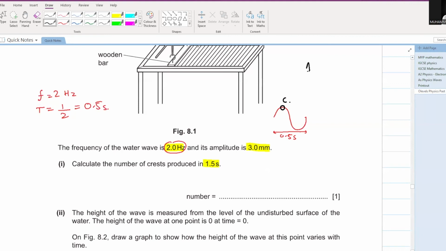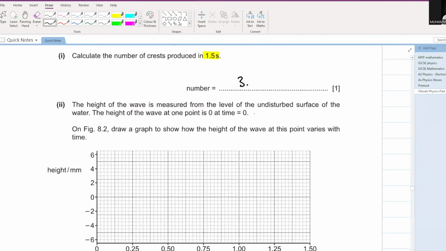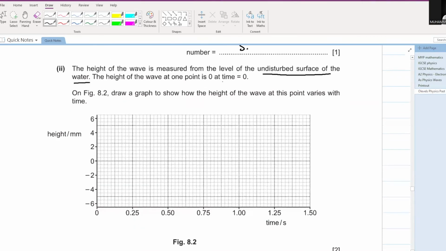बेटा, if one crest is appearing in 0.5 seconds, how many crests will appear in 1.5 seconds? Cross multiplied, x comes out to be 3 crest. Simple as that. Number of crest in 1.5 seconds is 3. Perfect. The height of the wave is measured from the level of undisturbed surface of the water. The height of the wave at one point is 0 at time t is equal to 0.